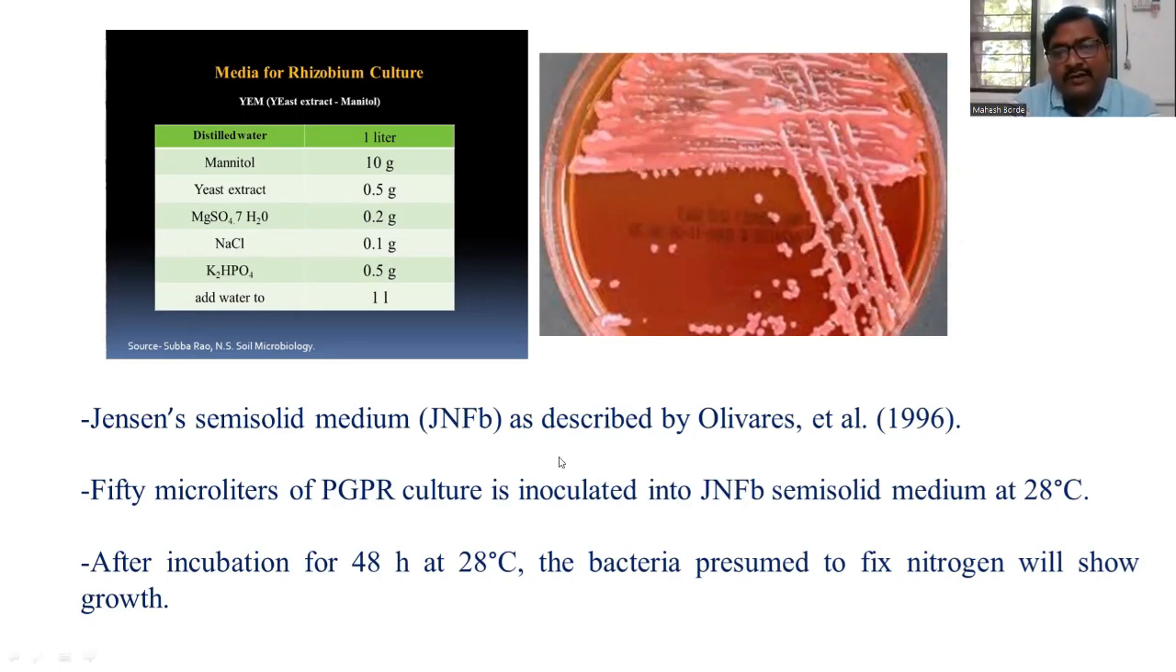Whereas for isolation of other bacteria, you can grow them in a Jensen semi-solid medium. Jensen semi-solid medium is without nitrogen, so that only those bacteria which are capable of taking atmospheric nitrogen will grow on this Jensen medium. Those bacteria growing on the Jensen medium have the capacity to fix atmospheric nitrogen, and these are the non-symbiotic atmospheric nitrogen fixing bacteria. So we can isolate the symbiotic Rhizobium and non-symbiotic bacteria by using these two different media.